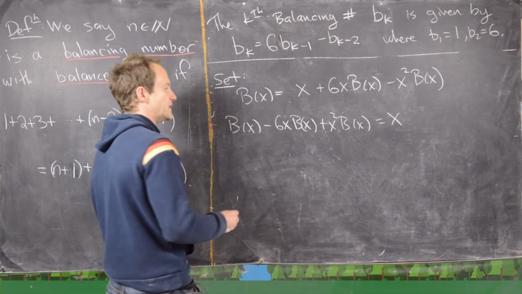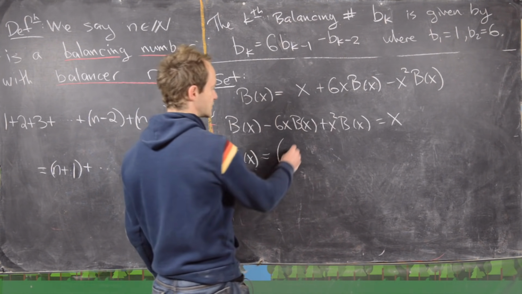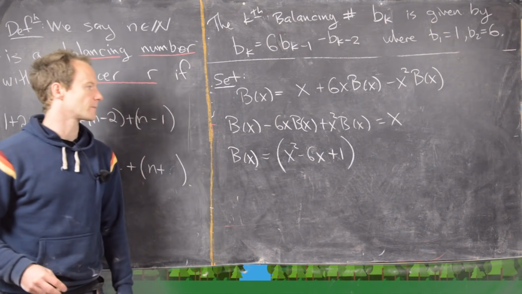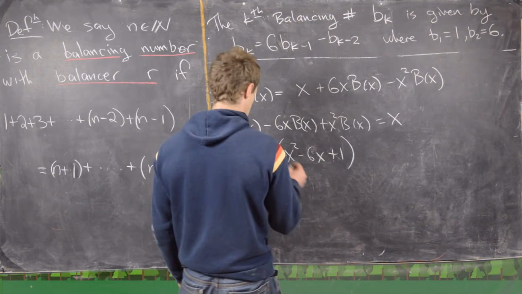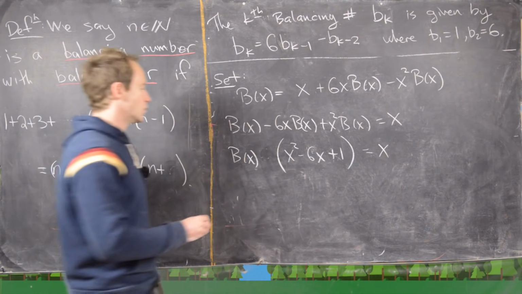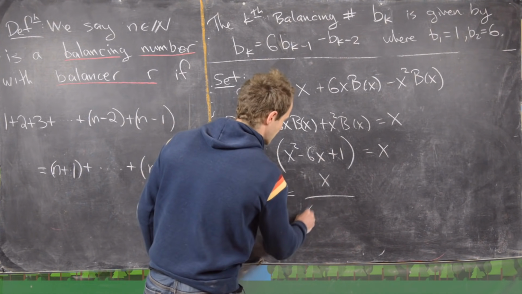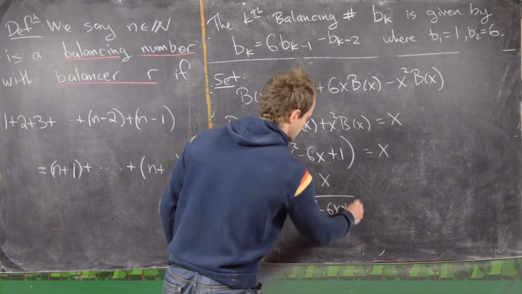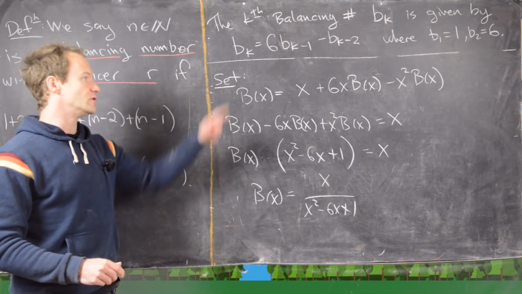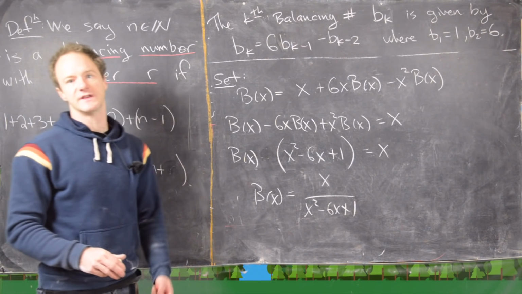Now we can factor a b of x out of this. So notice if we factor a b of x out of this, we're going to have 1 minus 6x plus x squared. Great, so that's going to be equal to x, b of x times this polynomial, which tells us that b of x equals x over x squared minus 6x plus 1. Okay, great. So now I'll go ahead and move that to the top, and then we're almost ready to get closed form for these numbers.